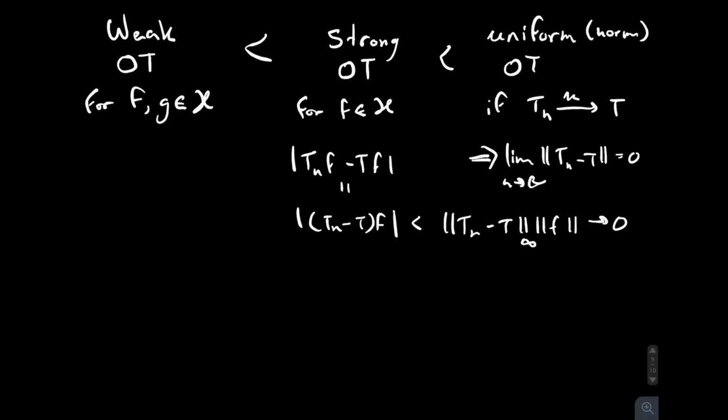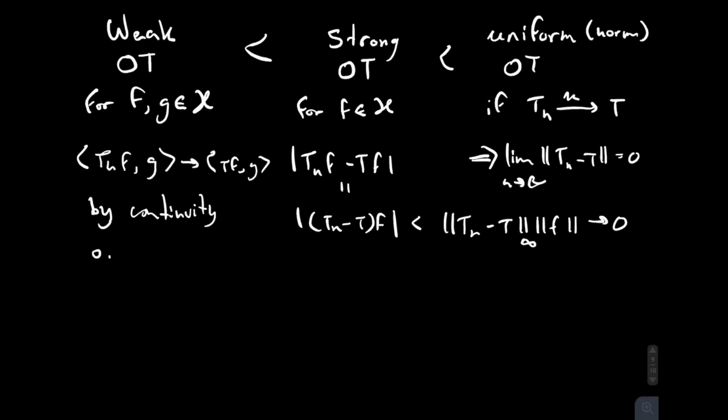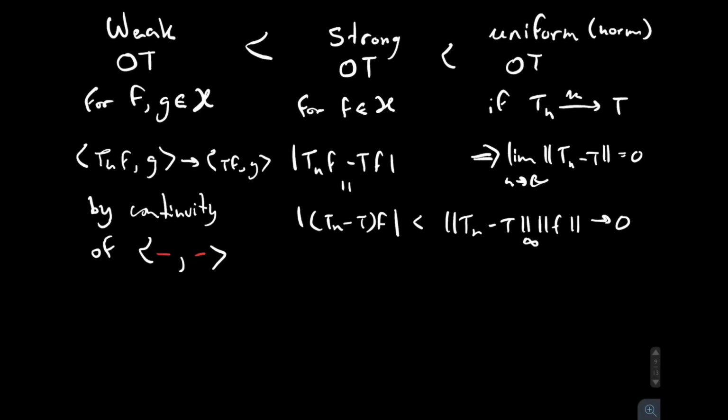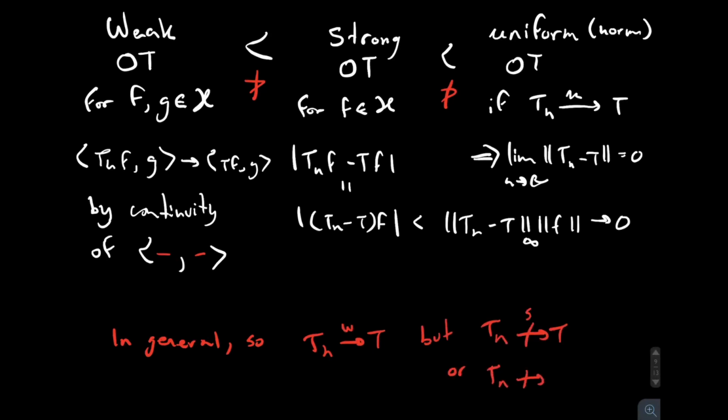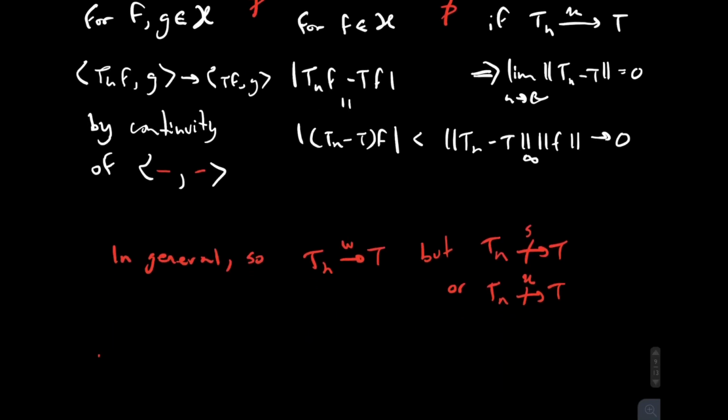Furthermore, for f and g in the Hilbert space, we see that the inner product of Tnf with g converges to the inner product of Tf with g simply because the inner product is continuous. In general, these topologies aren't equivalent, so you might have sequences or nets of operators that converge weakly but don't converge strongly or uniformly.